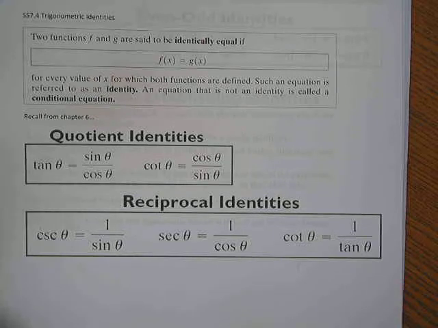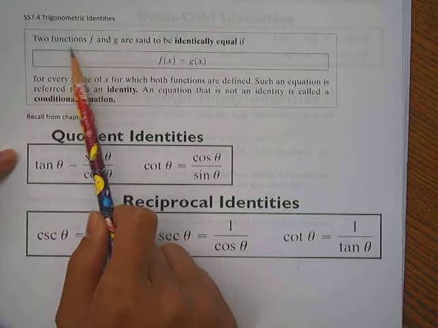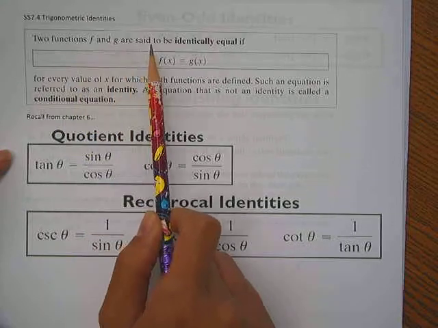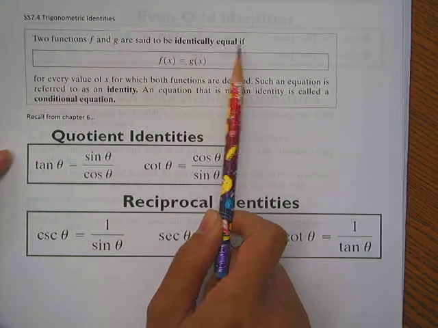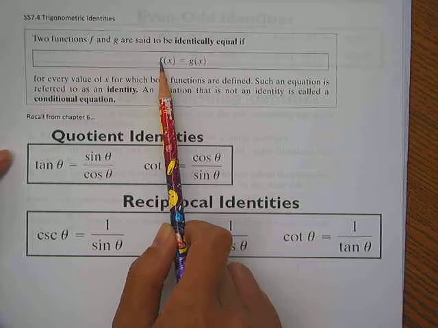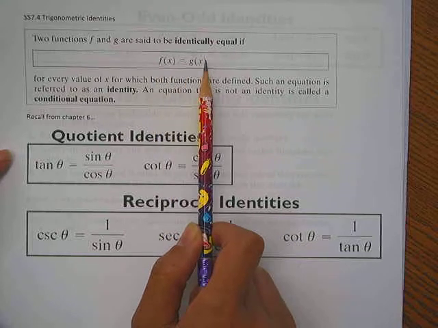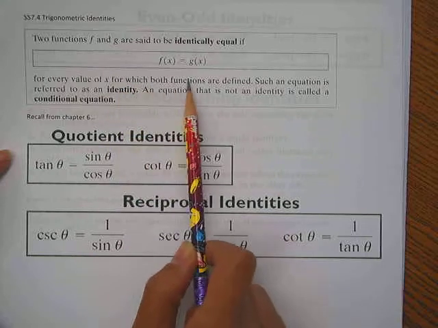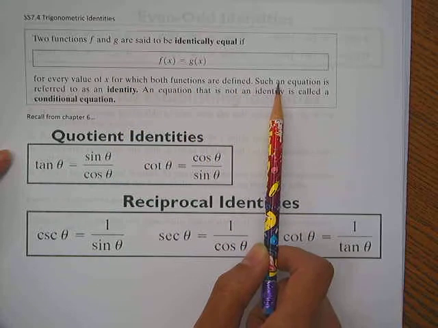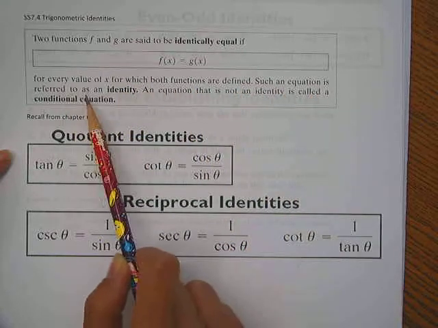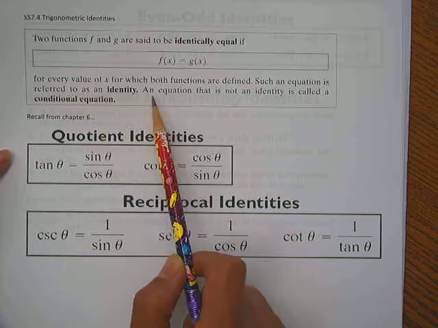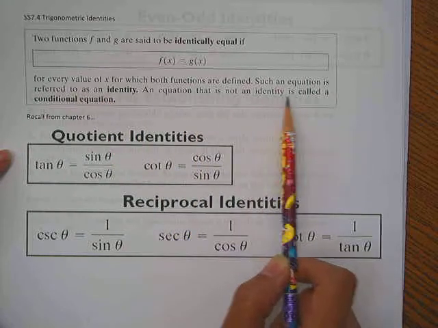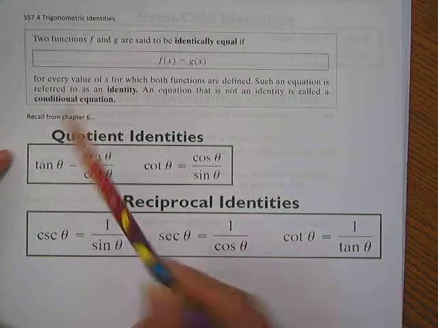Okay, so let's just review some vocabulary here. Two functions, f and g, are said to be identically equal if and only if f of x equals g of x for every value of x for which both functions are defined. Such an equation is referred to as an identity. An equation that is not an identity is called a conditional equation.